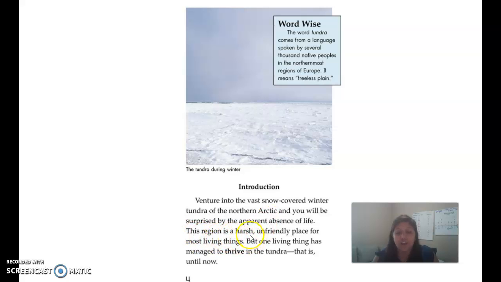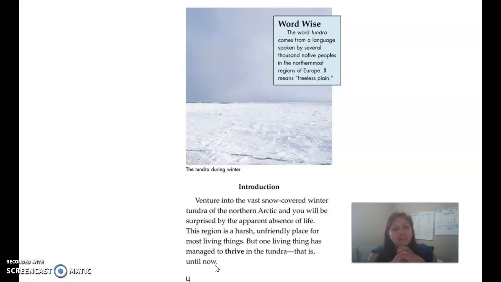This region is a harsh, unfriendly place for most living things. Harsh, unfriendly. I wouldn't want to live there, so I can understand that. But one living thing has managed to thrive in the tundra, that is, until now. Okay. Ooh, I love this introduction. It's making me want to keep reading, but I can't.